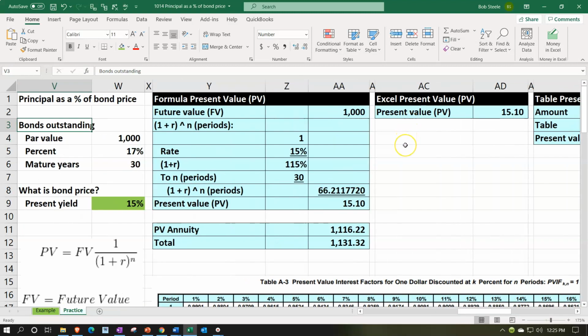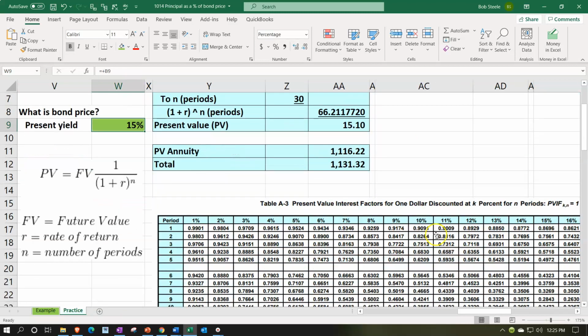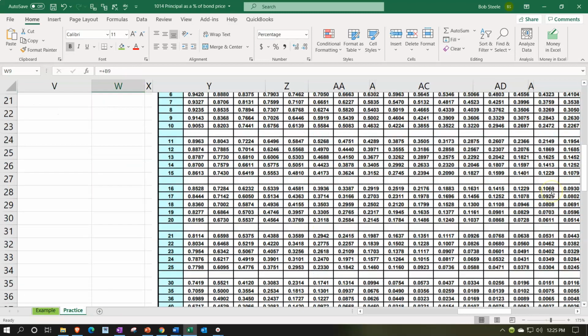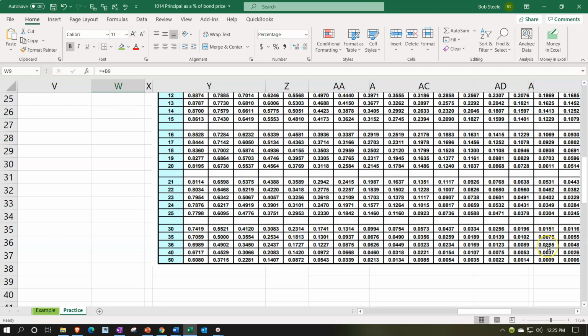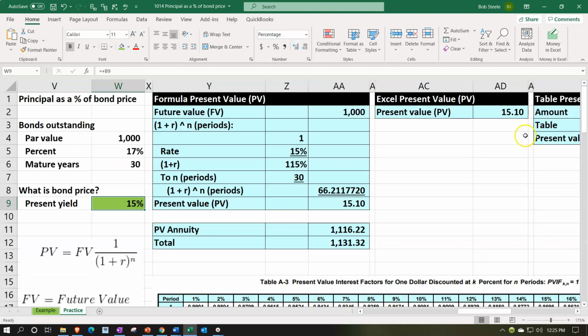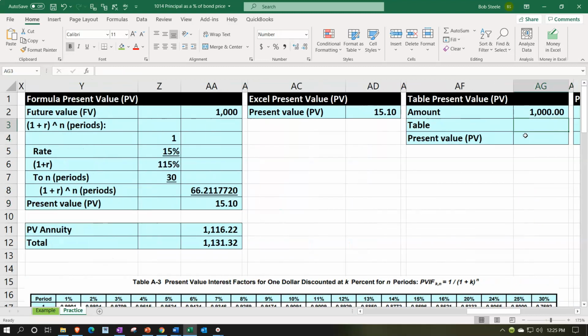Now we got the proper table, which is not an annuity, present value of 1. We're looking 15% and 30. So 15% and 30 is going to be down here. 0.0151. Multiplying out the 1,000 times 0.0151 gives us the 1510 again.